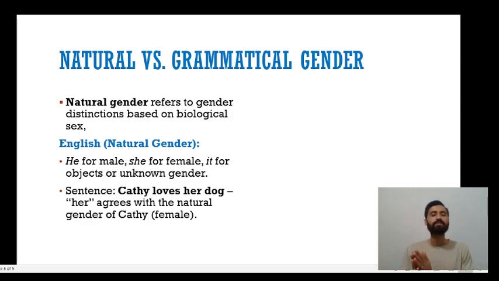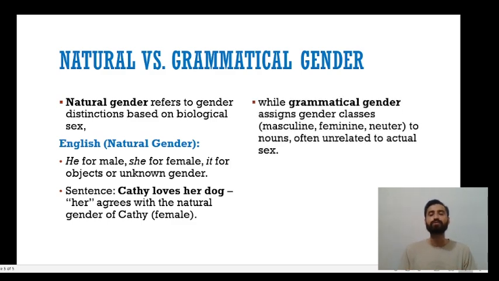Now, Kathy loves her dog. If you look at this word her, why do we use it? Because we are keeping the gender of Kathy in mind, and her natural gender is female. She is a female, so that's why we are using the pronoun her. If we replace Kathy with Ali, for example, then we have to come up with the pronoun his. So natural gender is based on biological sex.